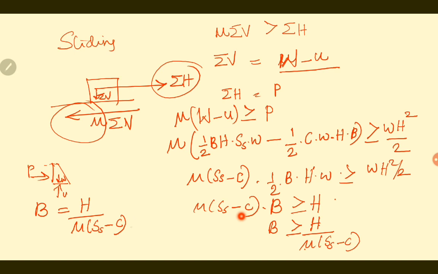If the C value is 1, the equation becomes H by mu into SS minus 1. If there is no uplift, the equation becomes H by mu into SS. Okay. So, B greater than or equal to this value, H by mu into SS. You have to compare the value that you got with the condition 1. In the condition 1, what was the equation? B is equal to H.